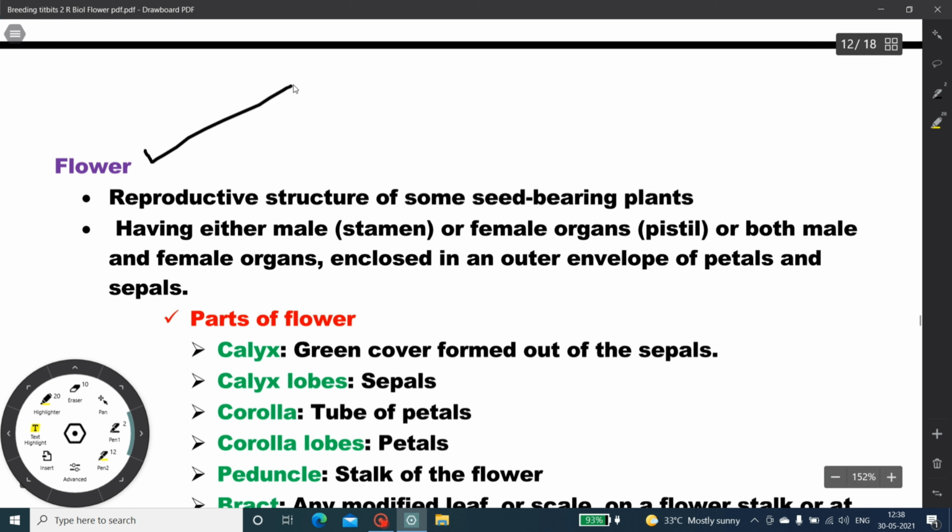What do you mean by flower? Flower is a reproductive structure of some seed-bearing plants, and this flower is available only in seed-bearing plants. Flowers may have either male flowers, that is staminate flowers, or female flowers, mostly the pistillate flowers, or they have both male and female organs, that is a bisexual flower. The androecium and gynoecium are enclosed in outer envelopes called the petals and sepals.